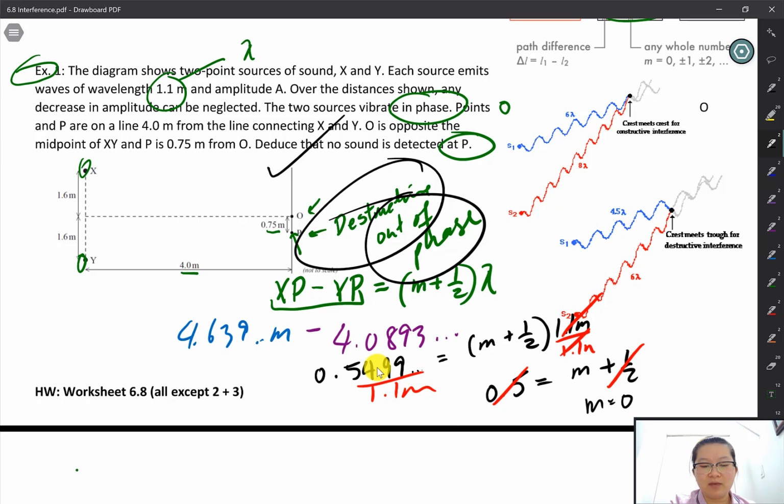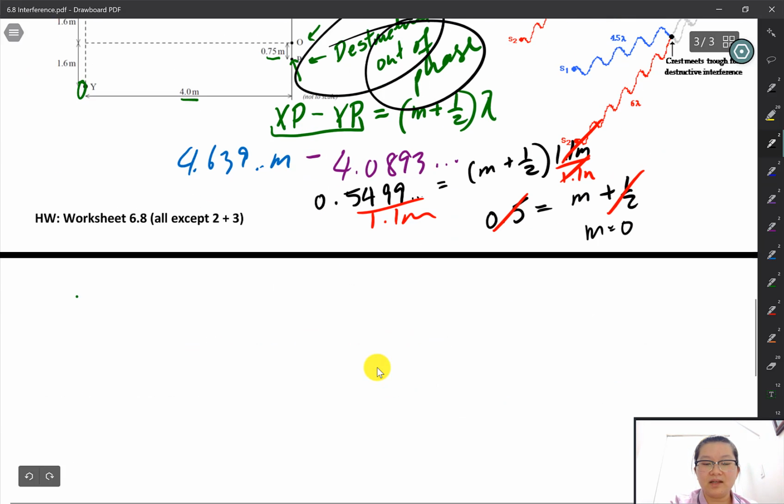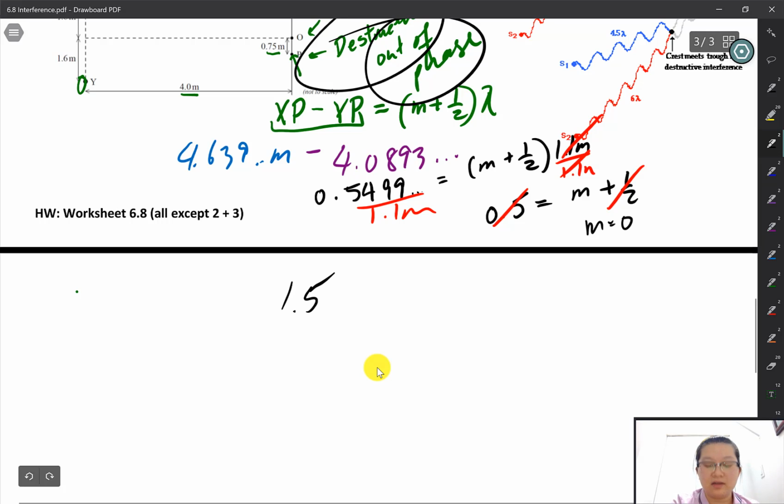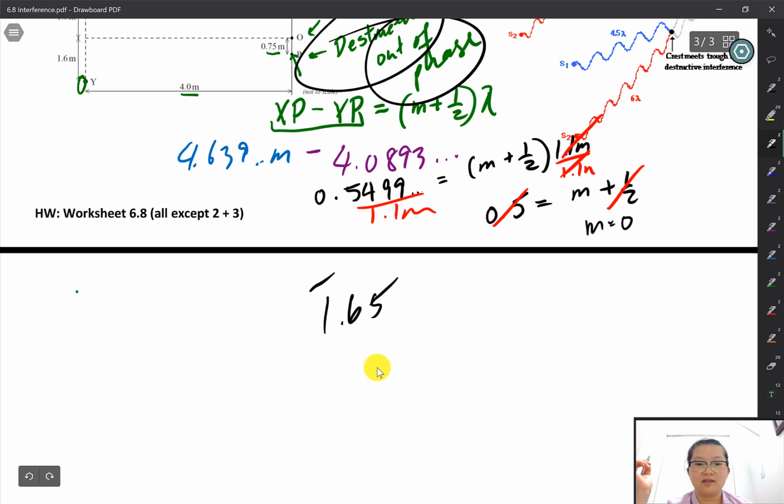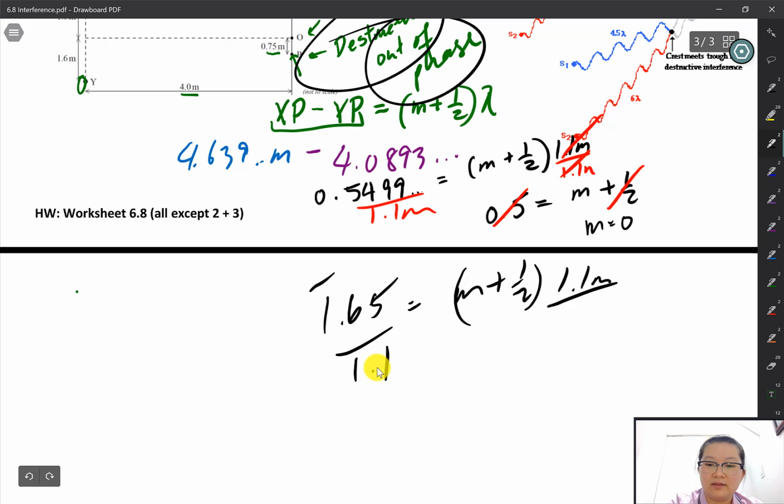You might be wondering, well, what if I get some other number? Let's say the path difference is, you got something like 1.65. It was not exactly half a wavelength, for example. Then after you divide by 1.1, what's 1.65 divided by 1.1? Oops, I did this wrong. That's going to give you 1.5 equals m plus 1/2.